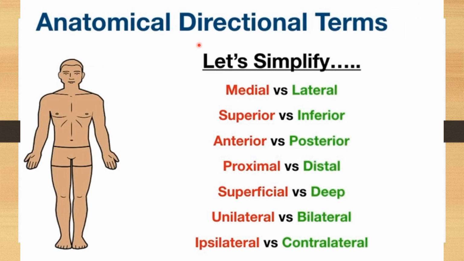So we'll look at some anatomical directional terms. We'll look at medial versus lateral. We'll pick the anatomical body in the anatomical position, then we'll look at what is medial, what is lateral. We'll look at superior, we'll look at inferior with examples. We'll look at anterior, we'll look at posterior, we'll look at proximal versus distal. We'll look at superficial versus deep. Then we'll look at unilateral versus bilateral. We'll look at ipsilateral versus contralateral.